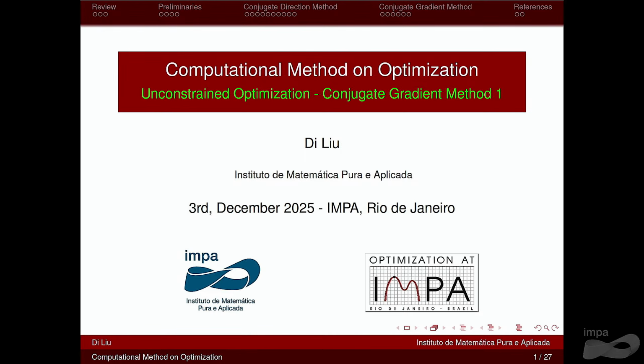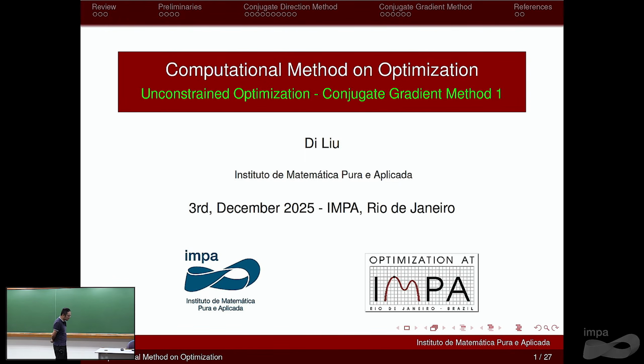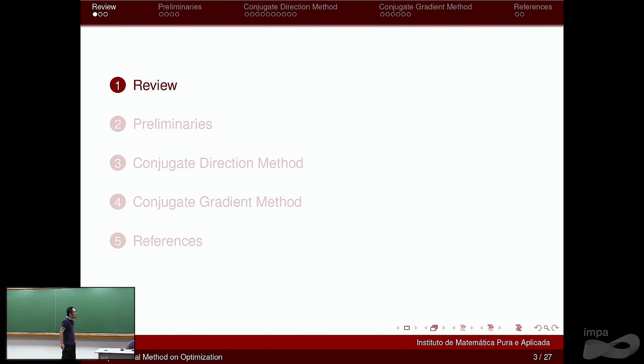Then we will discuss the relation between the conjugate gradient method and the quasi-Newton method, and some very recent but efficient modifications or variants of the conjugate gradient method. But in this class we will talk about the linear one and the classical results.